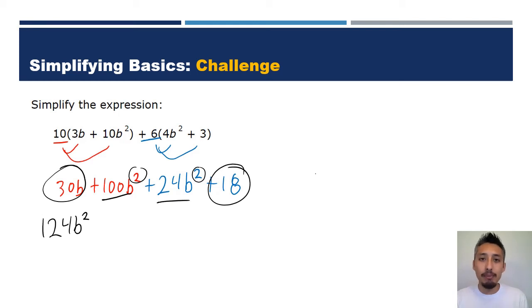We still have 30b and 18, but because the 30b has a b as a variable and 18 does not, we can't combine them. So let's just go ahead and bring them down. We have a positive 30b and we have a positive 18. And this is going to be our final answer, 124b squared plus 30b plus 18.